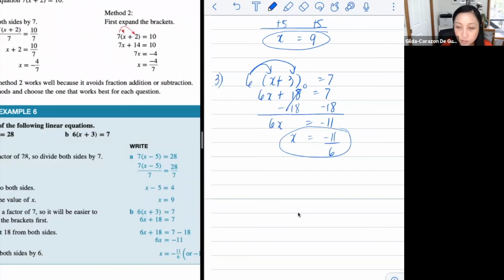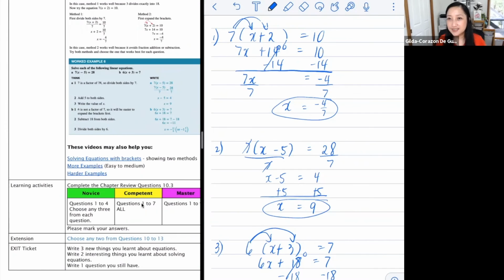Okay, and again, when you get a fraction as an answer, just leave it as a fraction.